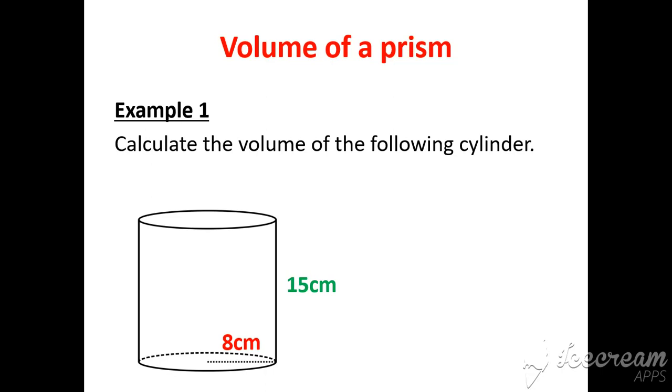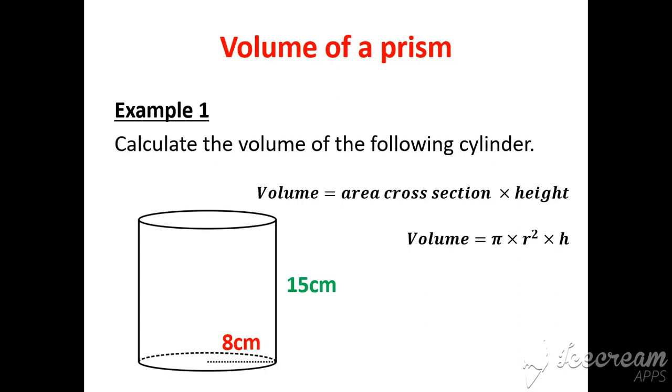Example 1, calculate the volume of the following cylinder. So we have a height of 15 and a radius of 8 centimeters. So the volume is equal to the area of the cross-section times the height. So that's pi times radius squared times h. The cross-section, remember, is pi times radius squared. That's the area of a circle. So let's substitute r in for 8 because that's the radius of the circle, and h we're going to substitute in for 15 because that's the height. So now we've got to work out pi times 8 squared times 15.